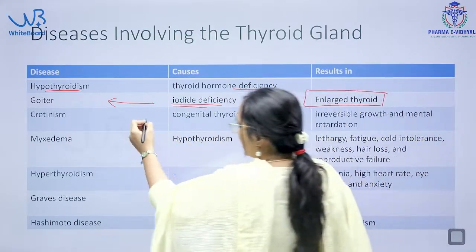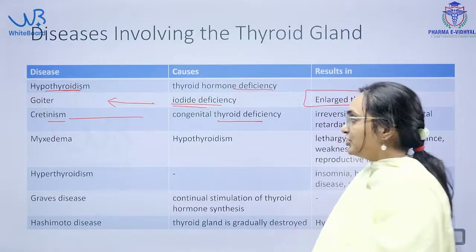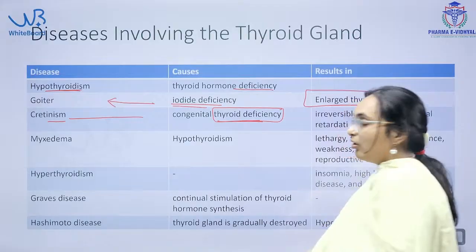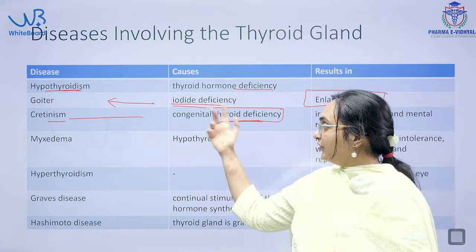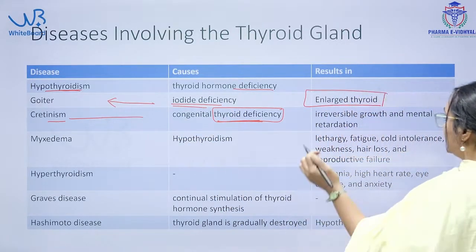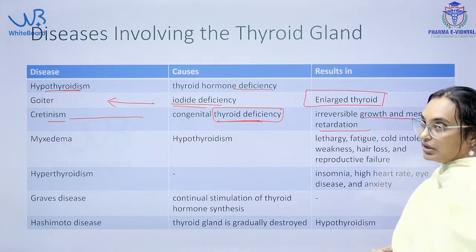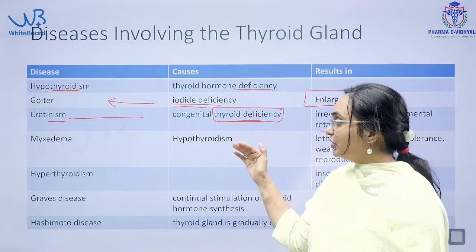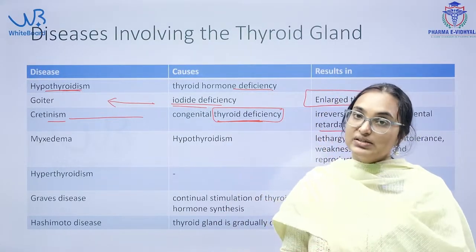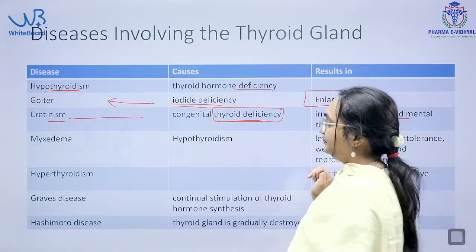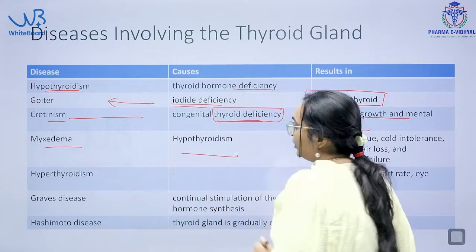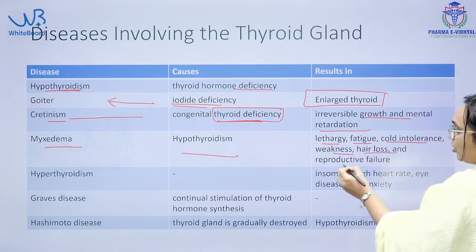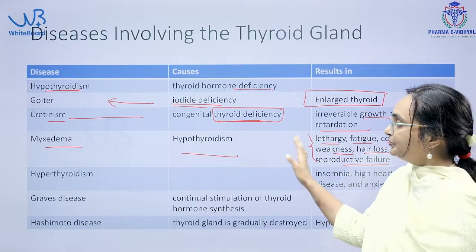Next, what is cretinism? Congenital thyroid deficiency. That means during birth itself there will be a deficiency of thyroid hormone. So, congenital thyroid deficiency is called cretinism. It is an irreversible growth and mental retardation, from birth itself. This is irreversible. Next, what is myxedema? It is nothing but hypothyroidism. It results in lethargy, fatigue, cold intolerance, weakness, hair loss and reproductive failure.